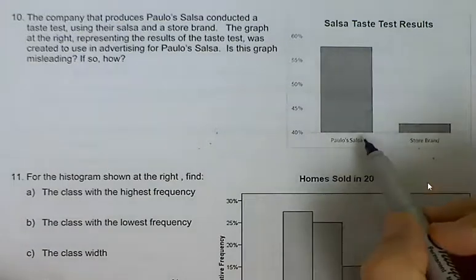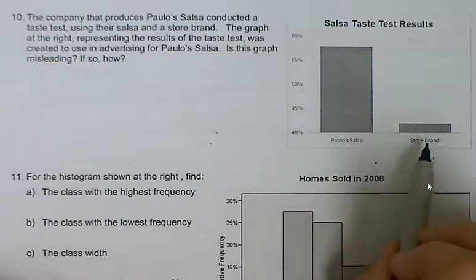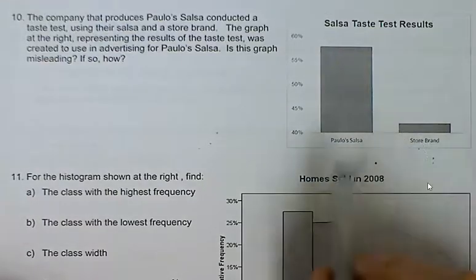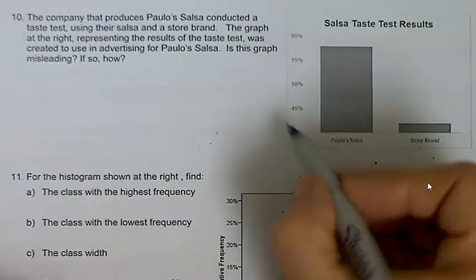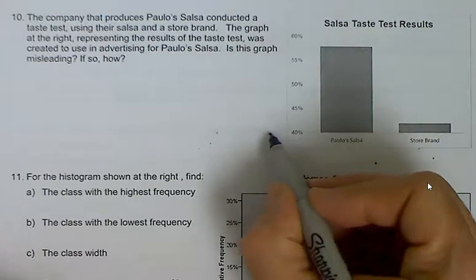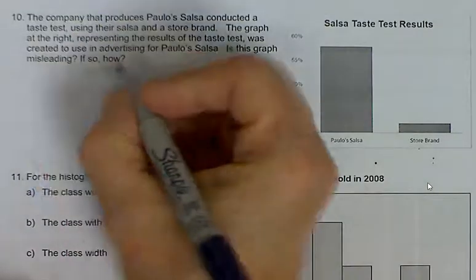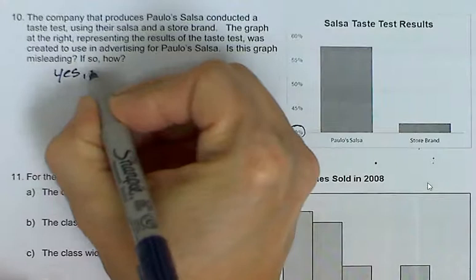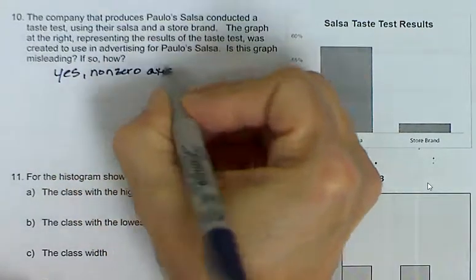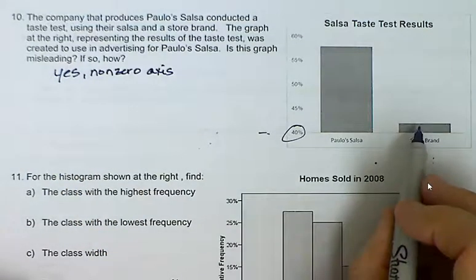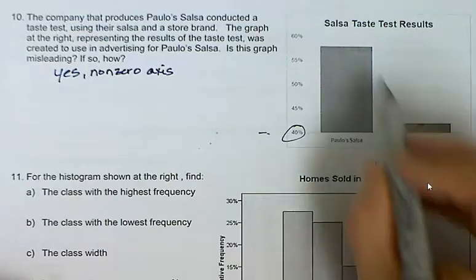This is representing the results of a taste test. The question is whether this graph is misleading or not. This one's a little bit harder to see, but if you look at the horizontal axis, the number here is not 0, it's 40%. So yes, this is misleading because it has a non-zero axis. What that is going to do is exaggerate the difference between this level and this level.